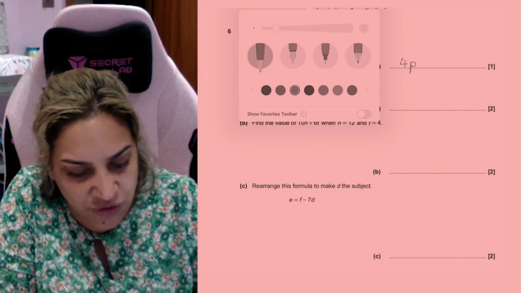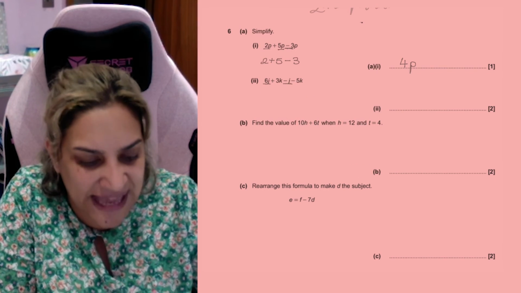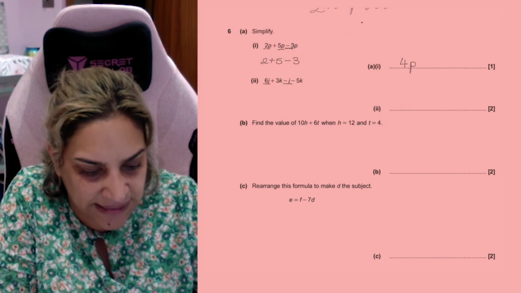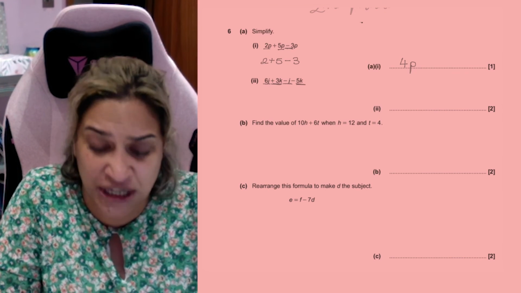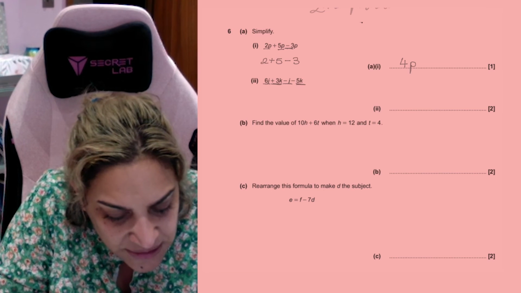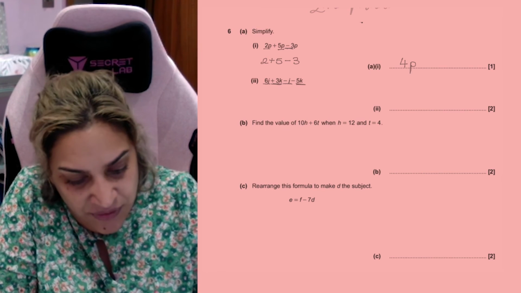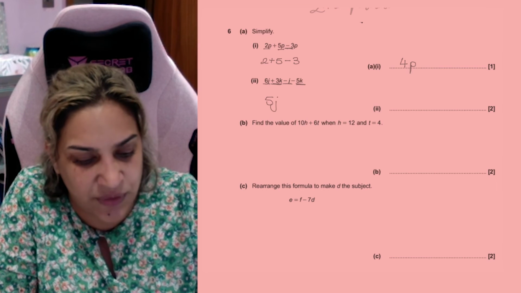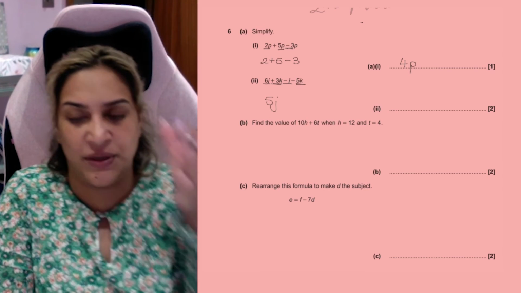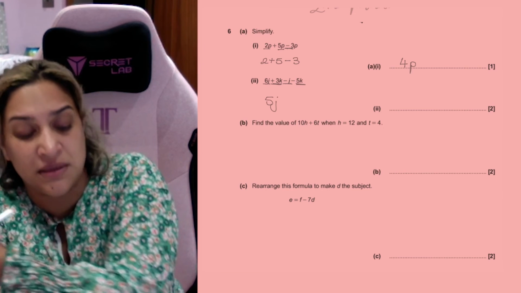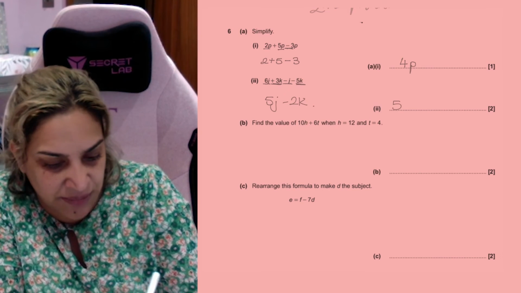Now here we've got two lots of like terms. We've got our j's, and then we've also got our k's. So if we do the j's first, we've got 6j, and in front of that j, can you see there's a minus j. So 6 minus 1 is 5, so we've got 5j. And then we've got 3 minus 5. So 3 take away 3 gets you to 0, we've got a minus 2 more, so minus 2k. We've got 5j minus 2k.